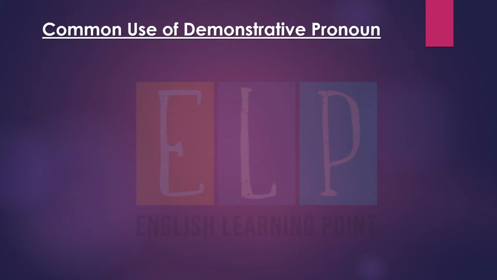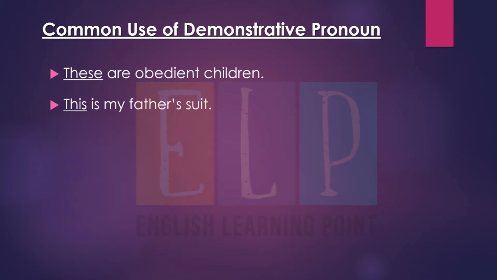Common use of demonstrative pronouns. These are obedient children. Here, these is a word of plural. Like, these are obedient children means these is plural. This is my father's suit. Here, this is a singular form.